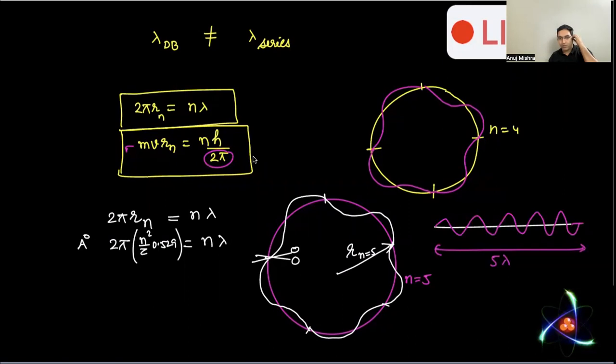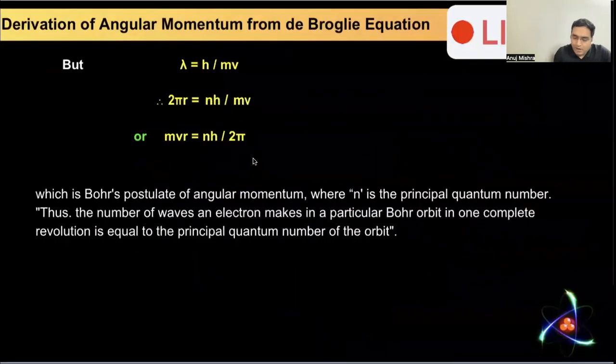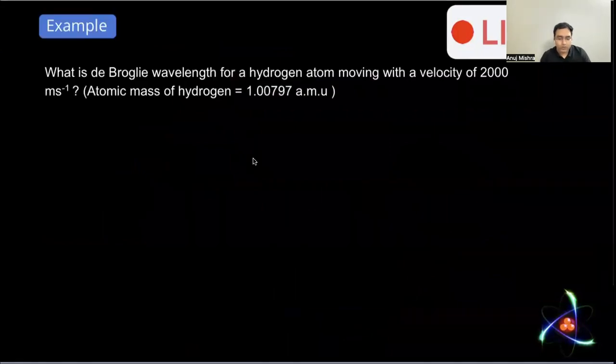I think that must be clear. I'll not use the words "should be clear". That must be clear to everyone now. Great. So this is done, and this whole discussion is done. MVR is nh by 2 pi. This you can prove, or this you can use to prove other things. It's up to you. What are you going to do?